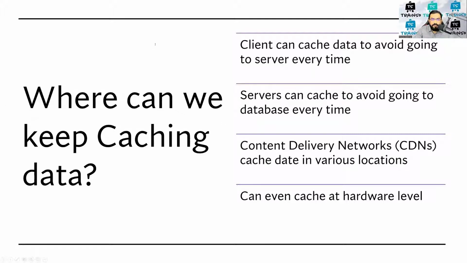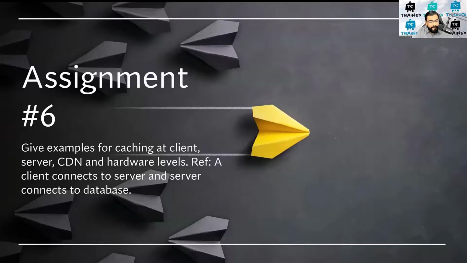Sudeep is mentioning CPU cache. Lakshmi is mentioning that ETL tools use the caching concept while performing data transformation. So give examples for caching at the client, server, CDN, and hardware levels with respect to our reference example, a client connecting to a server and the server connecting to a database. You can give examples for various different tools that can be used in each of these places.